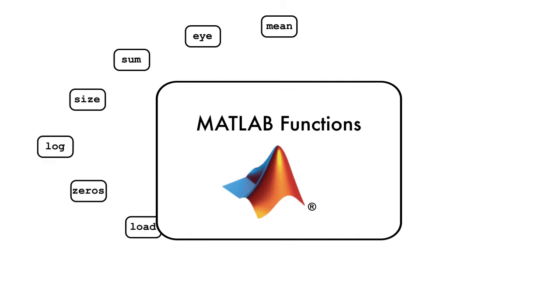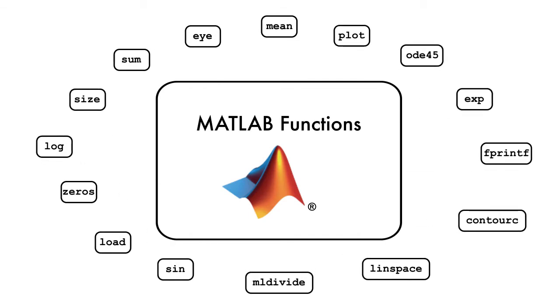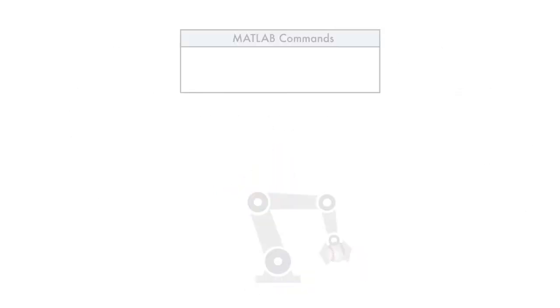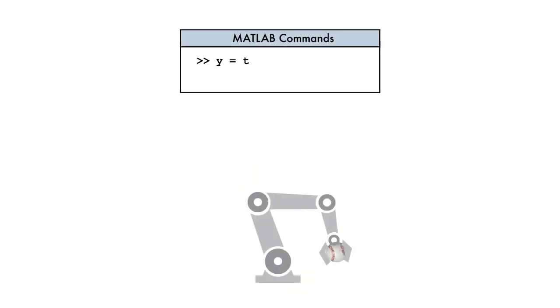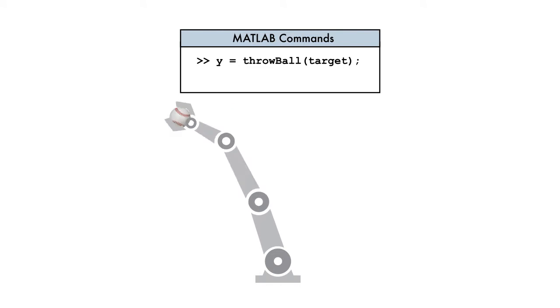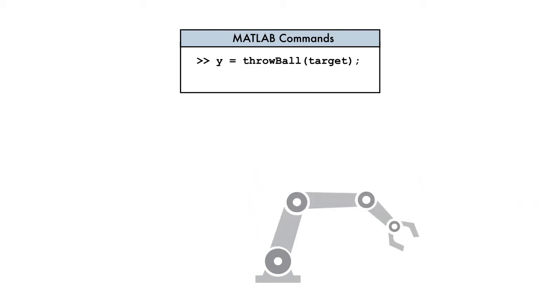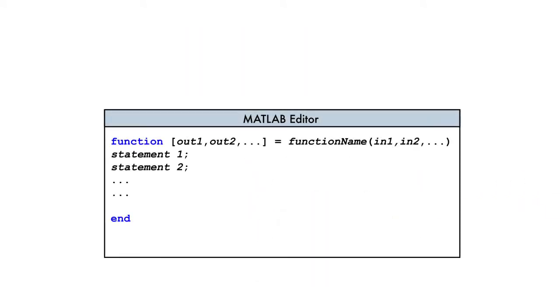MATLAB includes thousands of ready-to-use functions that perform a variety of common tasks. But what if we need a custom function for our application? We can write our own MATLAB function. Let's see how. A MATLAB function consists of two parts, the declaration and the body.